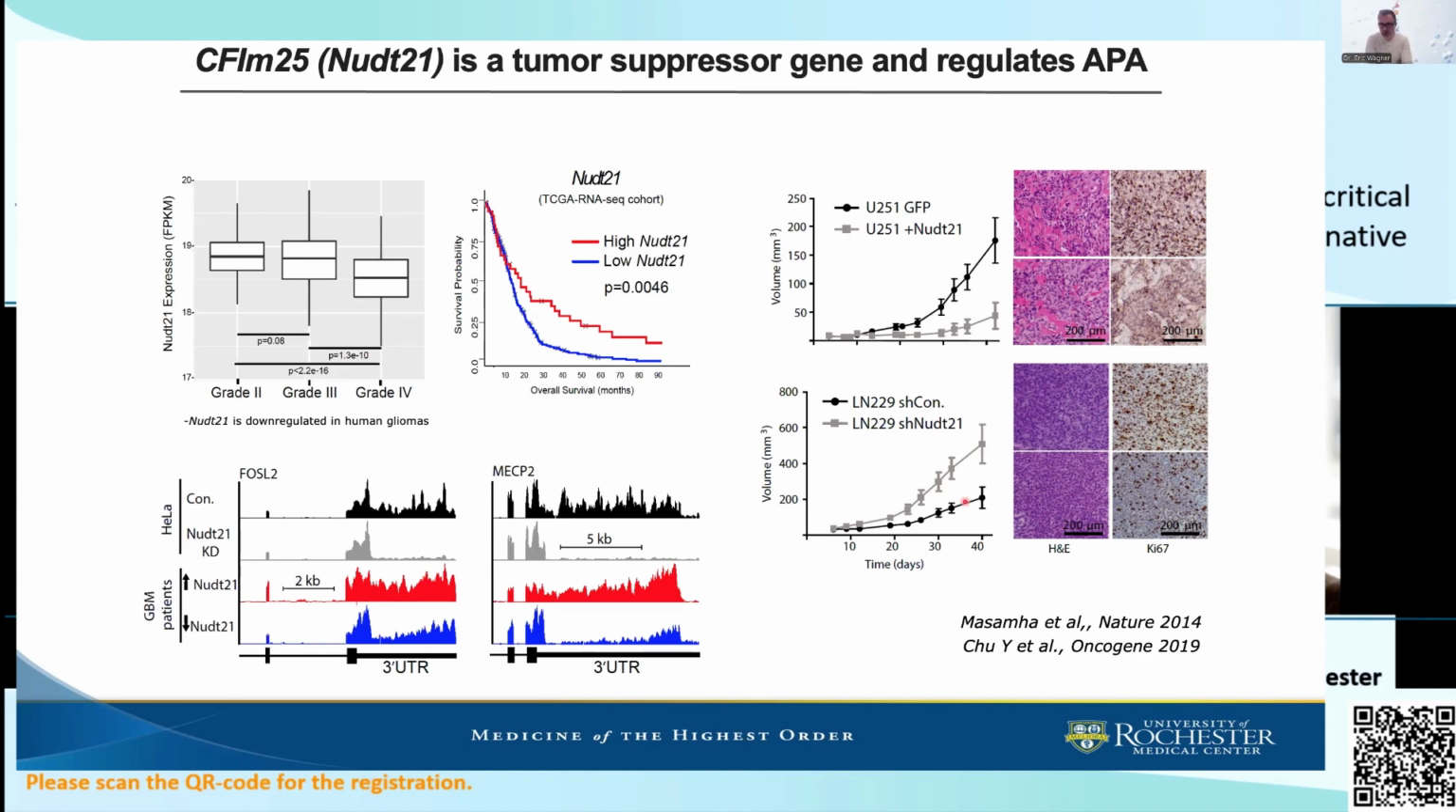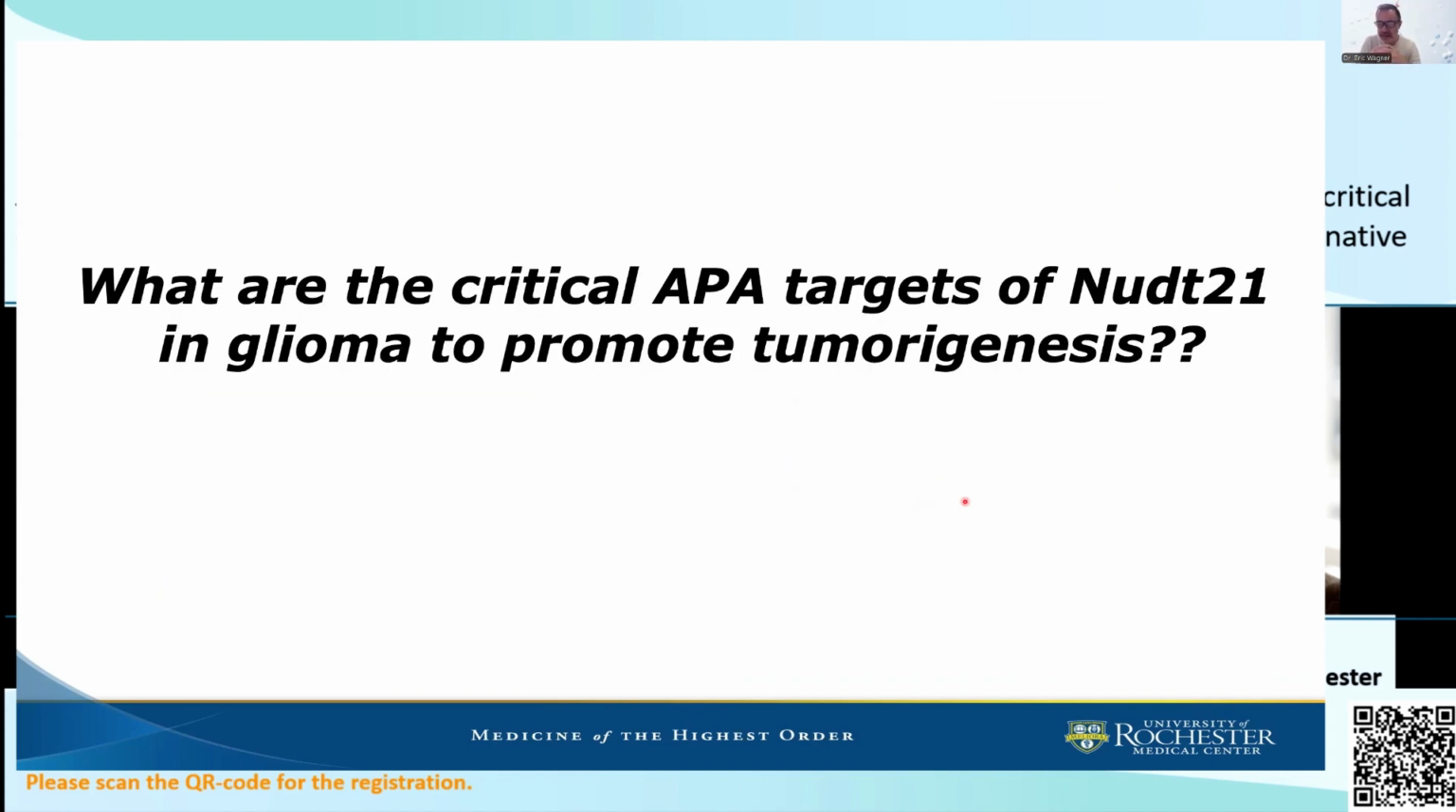So that was the work we had done going back about 10 years, but that generated a key question for us of what might be the critical targets. What are the actual APA events that are most important for glioma cells to drive them through tumorigenesis?